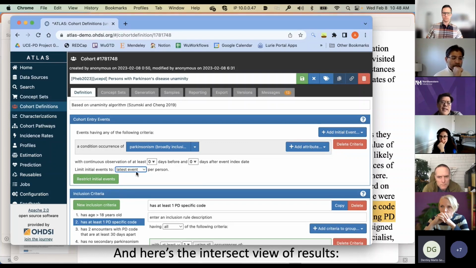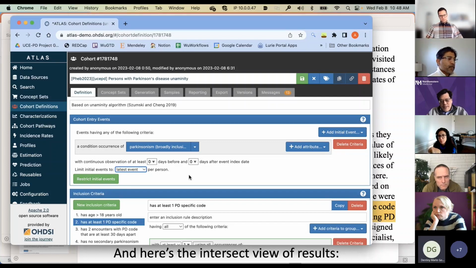I think latest date makes sense, right? Because we're not worried about earliest date anymore. I actually don't think it matters. It's just that if you put last date, then you're thinking of exactly like the paper. You find that last visit, the last time the person has the Parkinsonism code, and now you're putting requirements on what should have happened before that.